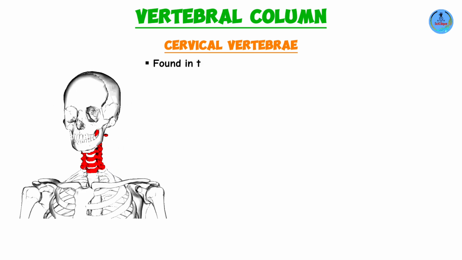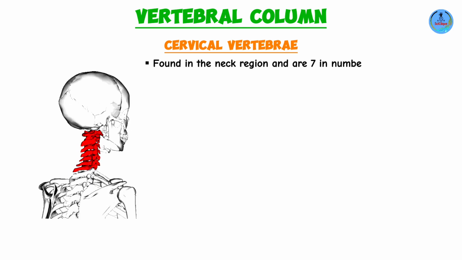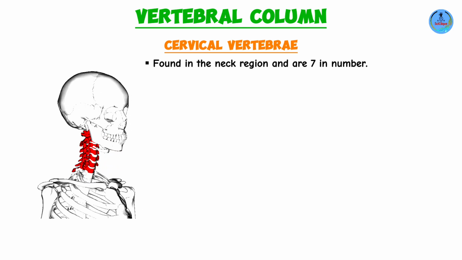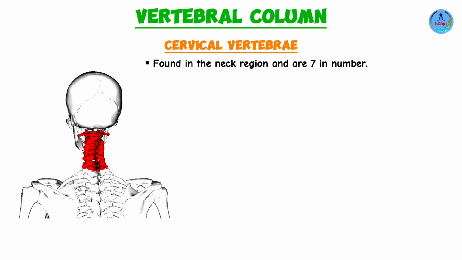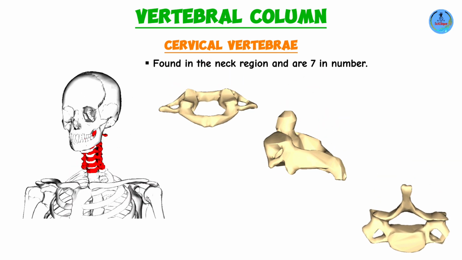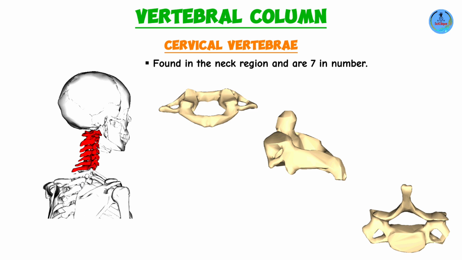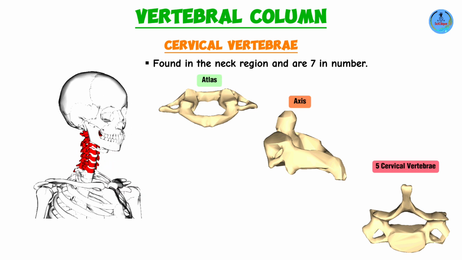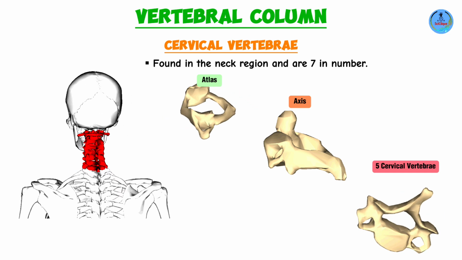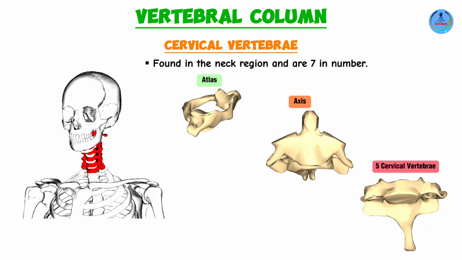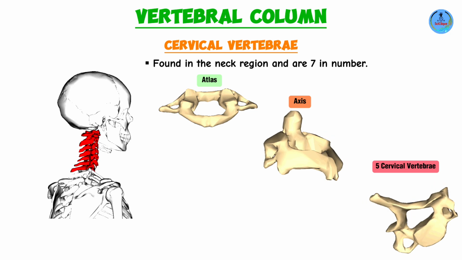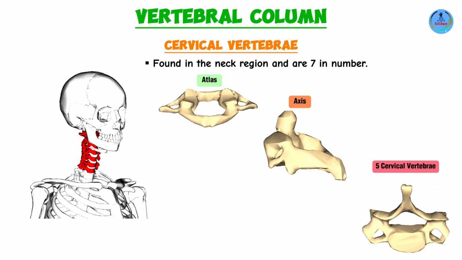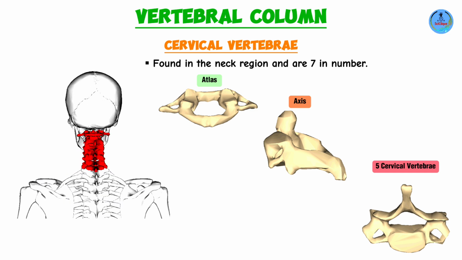So these are vertebrae that are found in the neck region, and they are 7 in number. Now, these share certain characteristics in common with one another, of course, but the first two cervical vertebrae are so very different from the remaining 5, and as such, they are assigned unique names. So the first one is referred to as the atlas, and the second one is referred to as the axis. The remaining 5 are simply referred to as cervical vertebrae, and they have structures that are similar to one another.